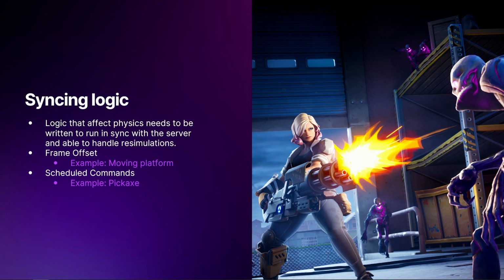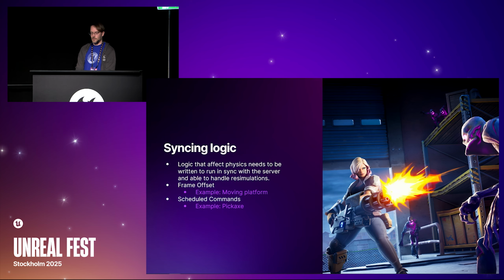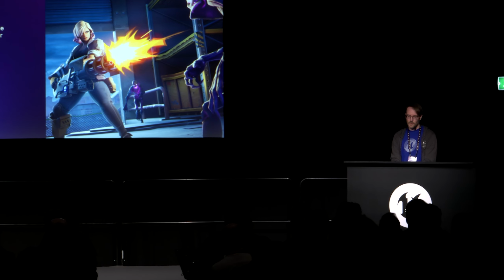And now let's take a look at syncing gameplay logic. So anything that affects physics should run in sync between client and server, and it should handle resimulations. And that also means physics runs on the async physics thread, so you need to write logic on the physics thread. And I'll take 2 examples here, a kinematic moving platform, and then something we did with the pickaxe and weapons for the UEFN physics character.